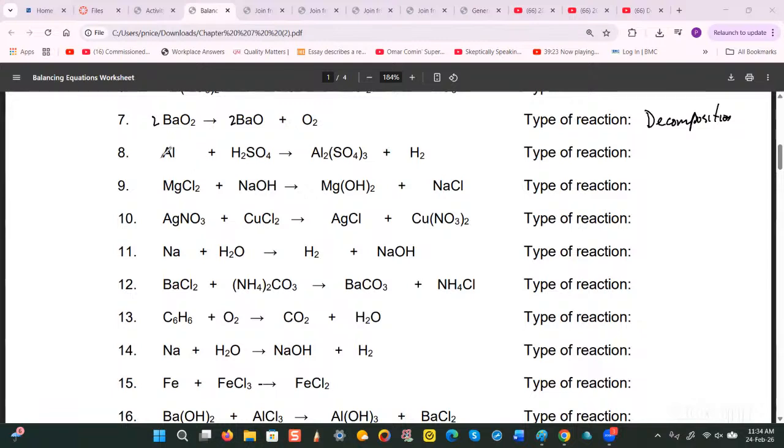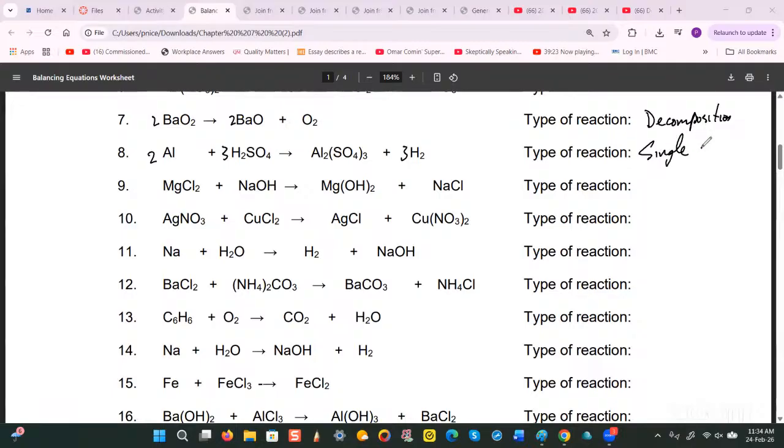2, 3, 1, 3. Okay, yes, I will go with that. And what type of reaction would you put this? Double, nope. Single. It will be single displacement. You see why?